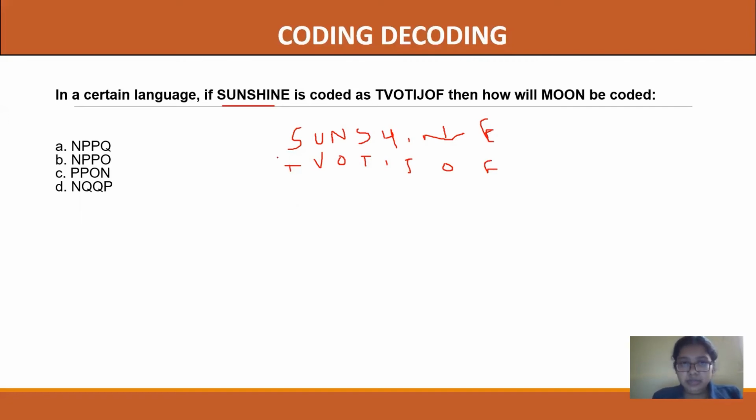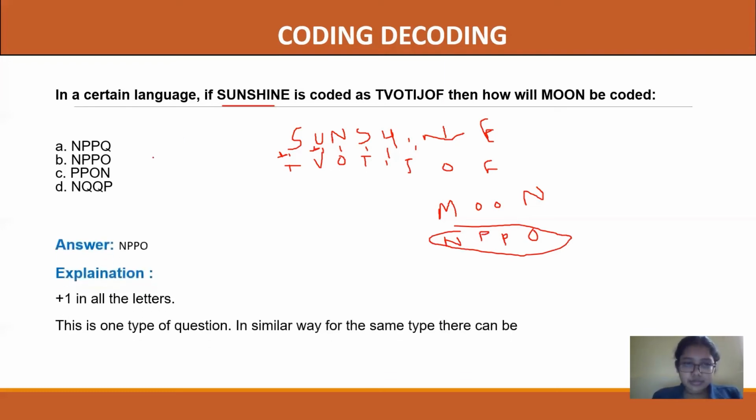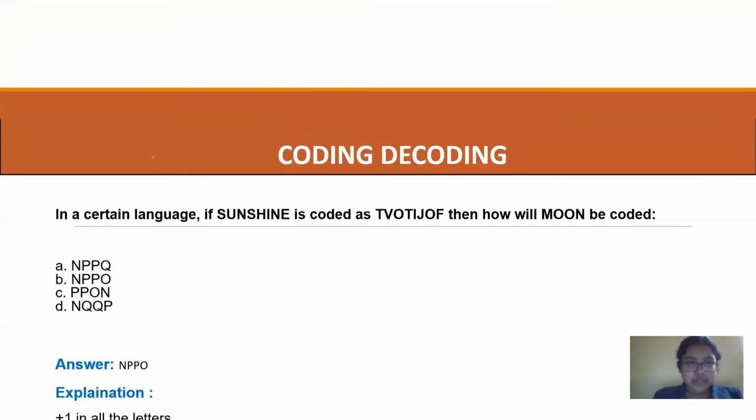S to T means plus one, right? U to V similarly plus one. In a simple way, for all of these we have a plus one relation. So let's solve this for moon as well. M O O N. M plus one is N, O plus one is P, so P, P, and O. The answer is N P P O. Option B is the correct answer.